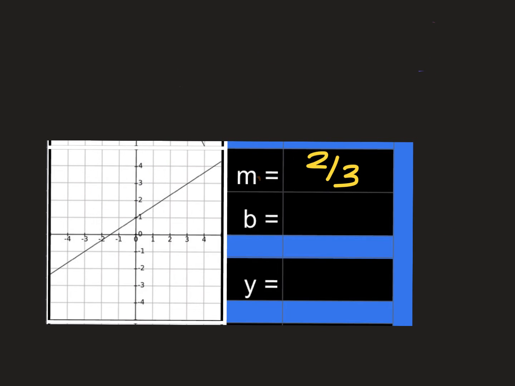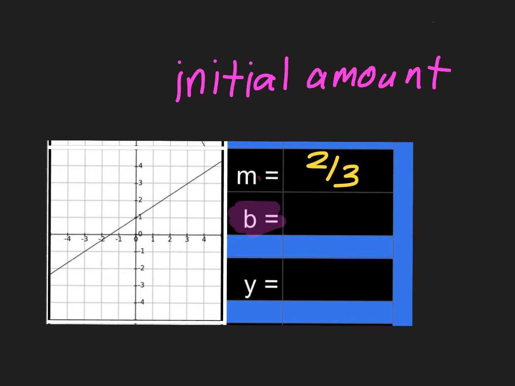Now that we found our slope, we need to find our b, which remember stands for either initial amount or y-intercept. Either way, it means the same thing. It's where the graph hits the y-axis, which is right here on the graph. Where the line hits the y-axis, it's right there. It's hitting at +1, so that means your y-intercept is going to be 1.